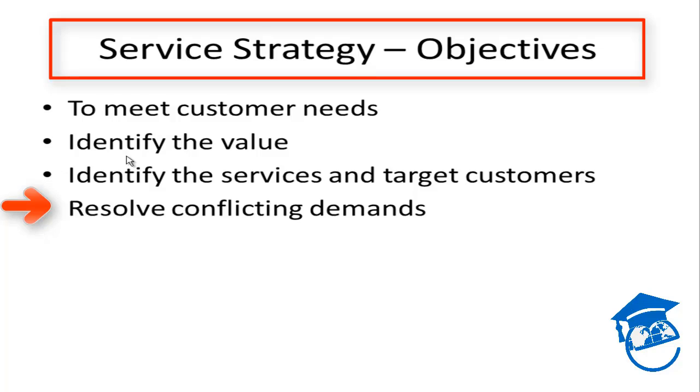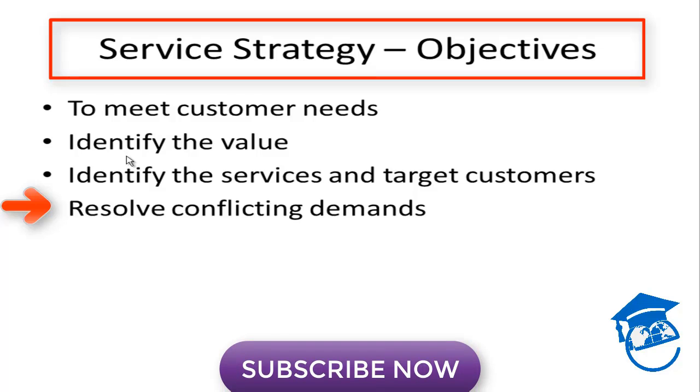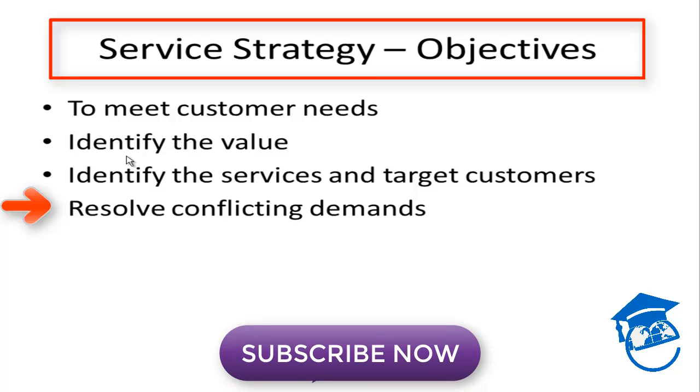Then the main objective is to resolve conflicting demands. It may happen that the customer would demand certain unrealistic things, or be very demanding as well. So you need to provide certain alternatives. By providing alternatives or different methods, these conflicts can be resolved. So the main objectives of service strategy are: meet the customer need, identify the value, identify the service as well as the target customer, and resolve the conflict. These are the main objectives of service strategy.